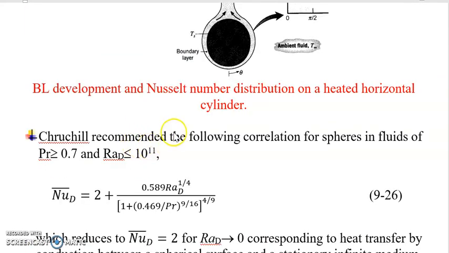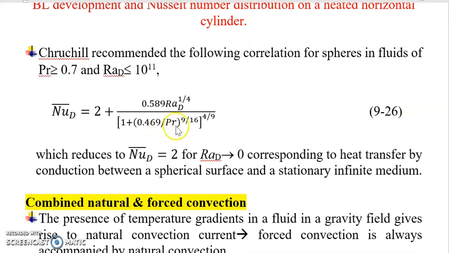For a sphere, Churchill also recommended 9.26. The fluid's Prandtl number must be larger than or equal to 0.7, and the Rayleigh number based on the diameter less than or equal to 10 to the power of 11. You notice that if the Rayleigh number approaches 0, then the average Nusselt number approaches a constant, which corresponds to heat transfer by conduction between a spherical surface and a stationary infinite medium.